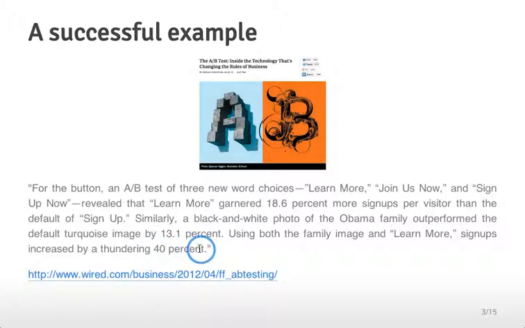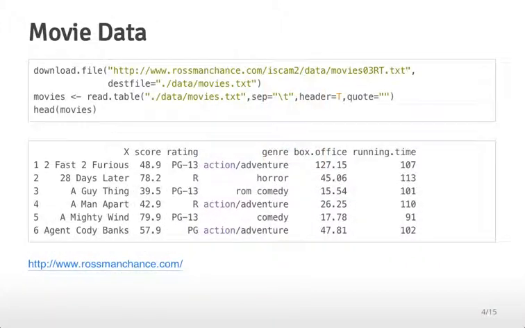So this is actually quite a dramatic increase in their number of signups by taking advantage of the relationship between the two variables. So it's often a case where you're going to want to be able to analyze multiple variables in an ANOVA model. Since we don't actually have access to Barack Obama's campaign finance information, we are going to use the movie data that we collected from the Rossman Chance website previously.